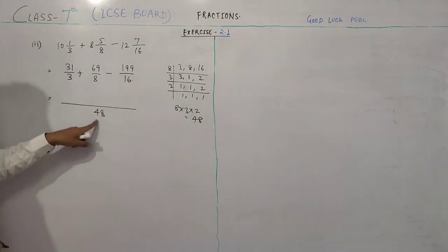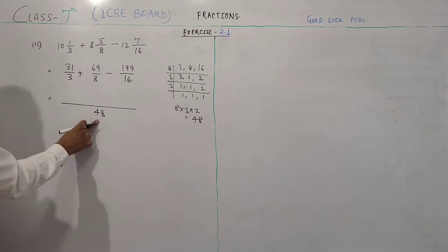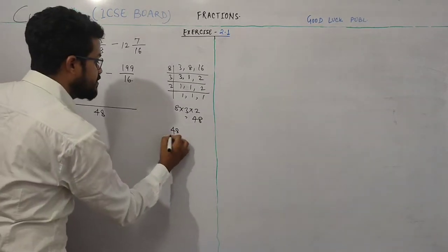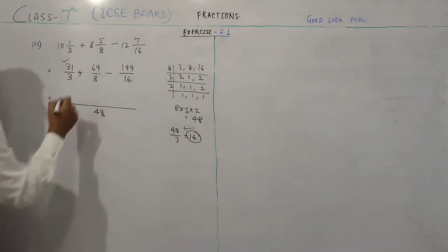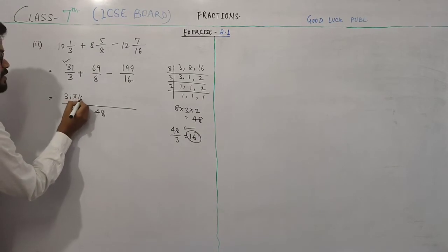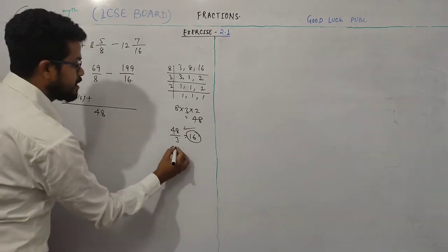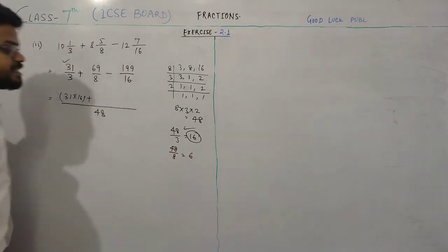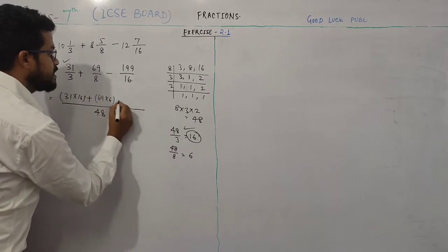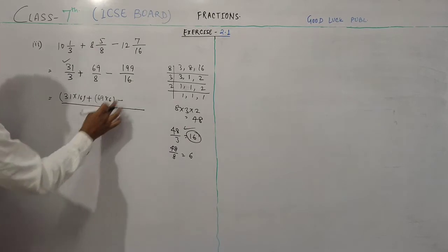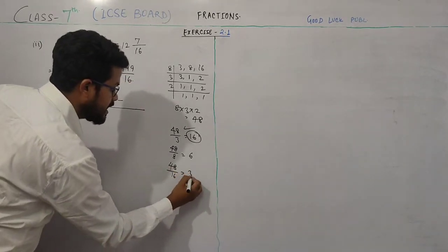Now divide this 48 by this 3. So when I divide this, I get 16. Okay, 48 divided by 3 is 16. So I multiply this 16 with this 31. So I write here 31 into 16 plus, again I divide this 48 by 8. So I get 6, 8 sixes are 48. So I multiply this 69 with 6. Now minus, 48 divided by 16. I get 3.